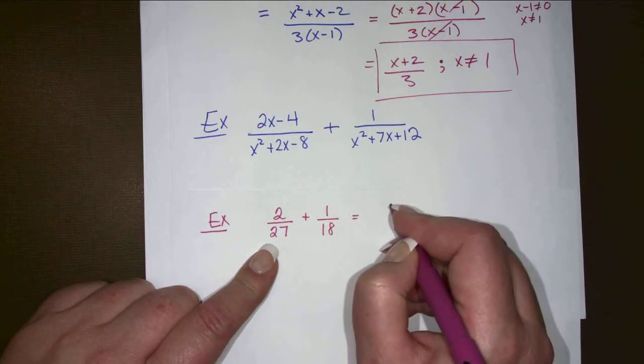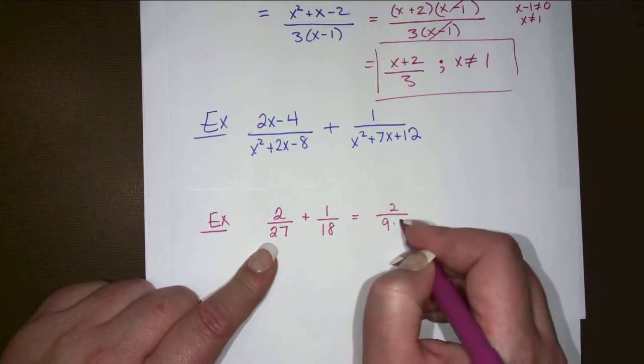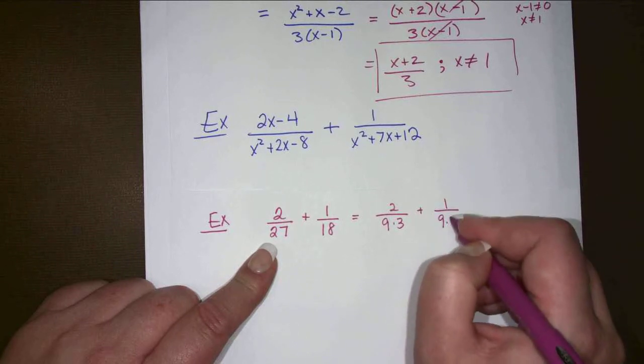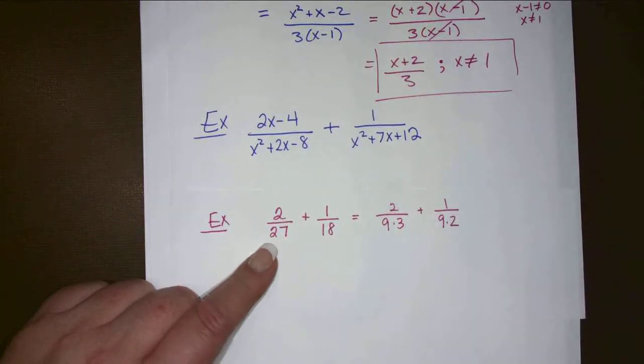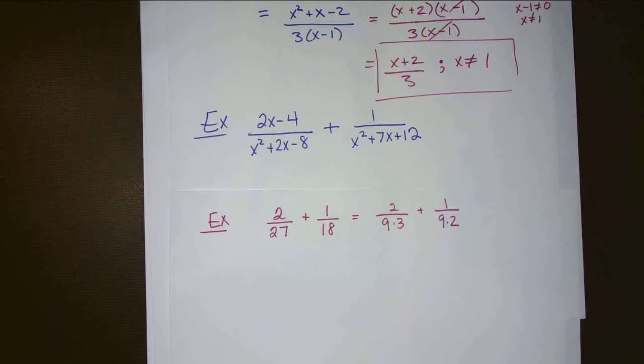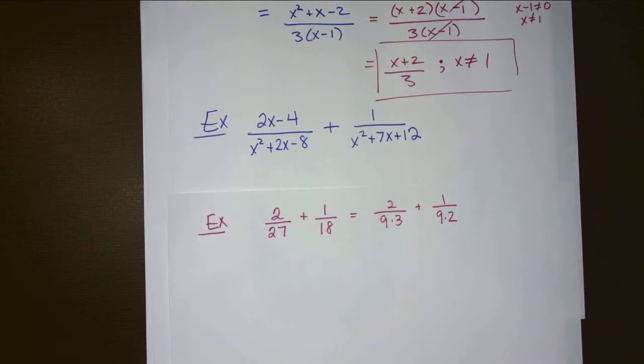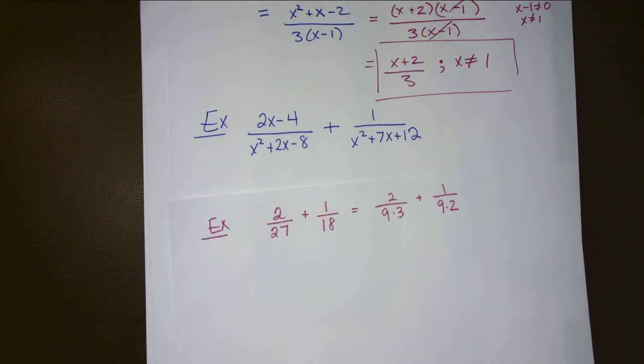Factor 27. So 27 is what? 9 times 3. And 18 is 9 times 2. They both already have a 9 in the denominator. So we don't need to put that 9 by multiplying this by 18 and this by 27. We're putting that 9 in twice. 9 times 9 is 81, so it's going to have a factor of 81 instead of just 9. Okay, you're making it bigger.